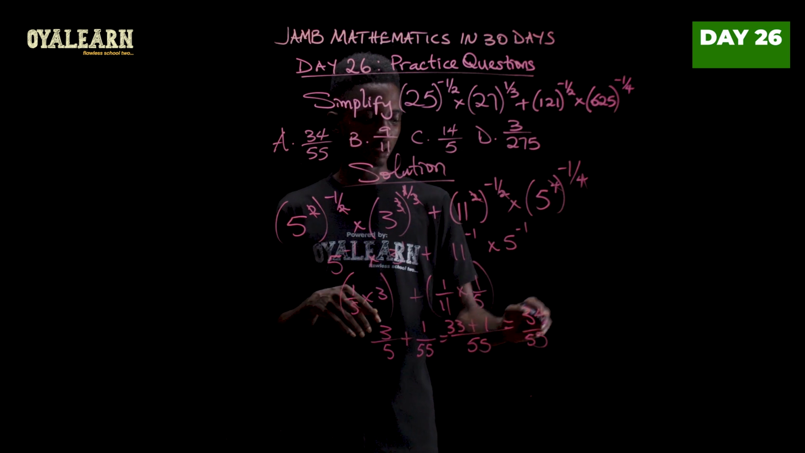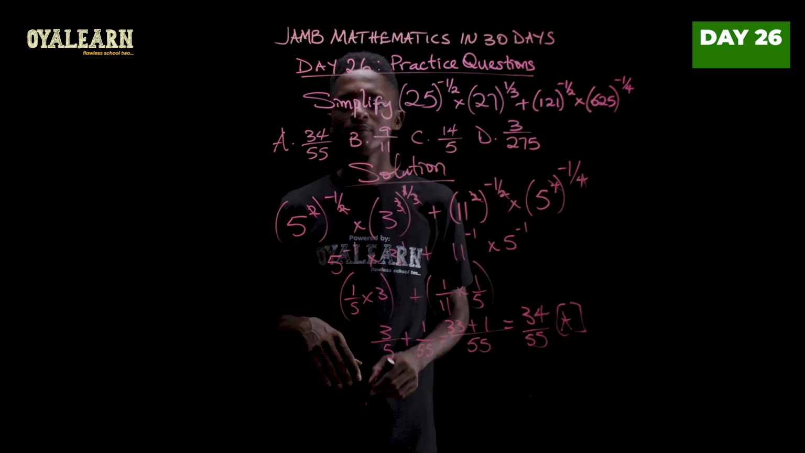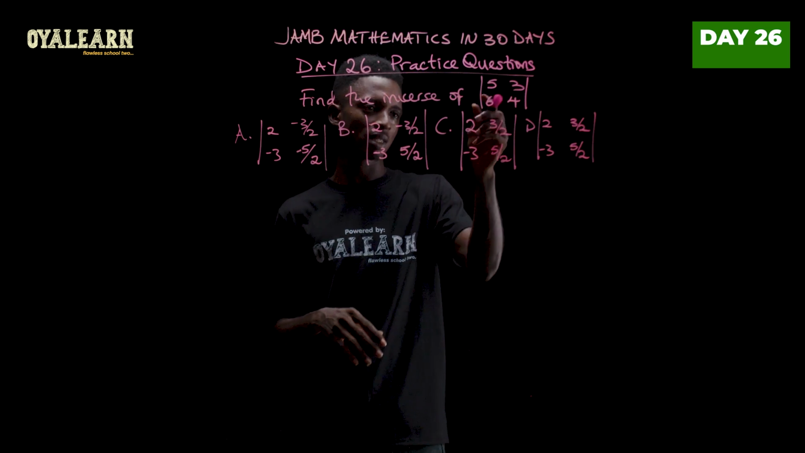And when we check the options, that is option A. In this question, we have to find the inverse of this matrix here.